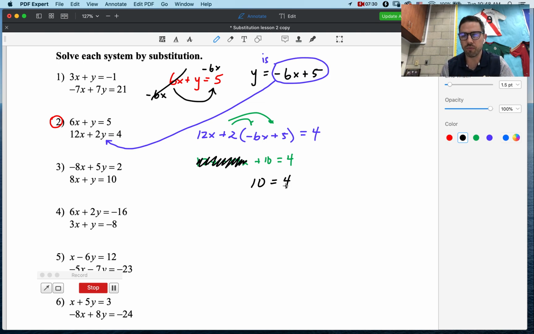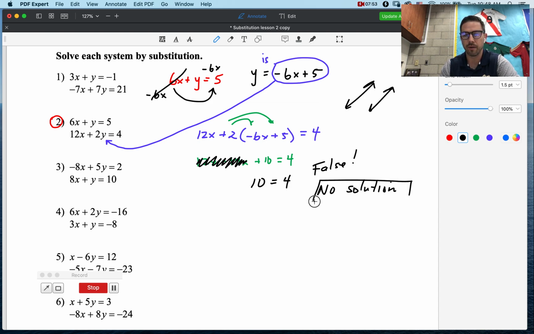Does 10 equal 4? No, 10 does not equal 4. That's false. Anytime you have this and it's false, your answer is no solution. That means really that these lines are parallel. They'll never meet. 10 does not equal 4, false, no solution.